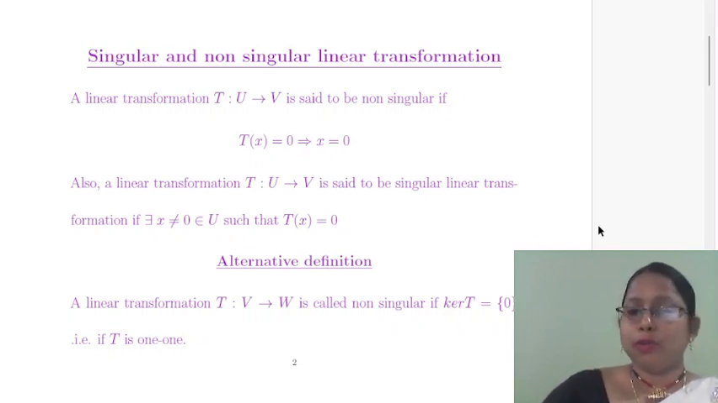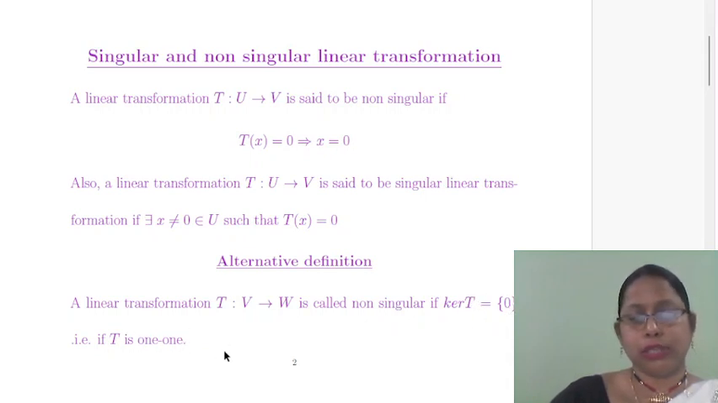A linear transformation T from U to V is said to be singular linear transformation if there exists a non-zero vector such that its T image is equal to 0. Alternatively, a linear transformation T from U to W is called non-singular if the kernel of T is equal to 0, that is, if T is 1-1.